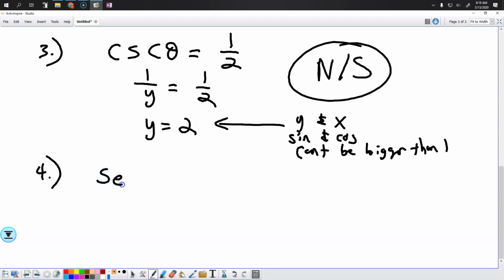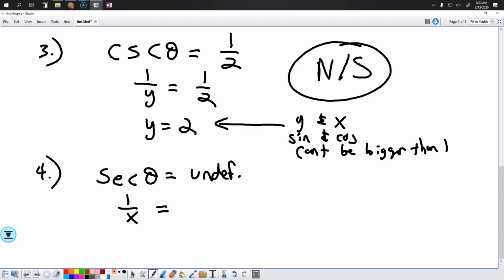Secant. We'll get there. Secant of theta is undefined. This is a weird one. Where is secant of theta undefined? Well, first of all, what is secant again? 1 over x. Now, I'm going to turn undefined into a number.